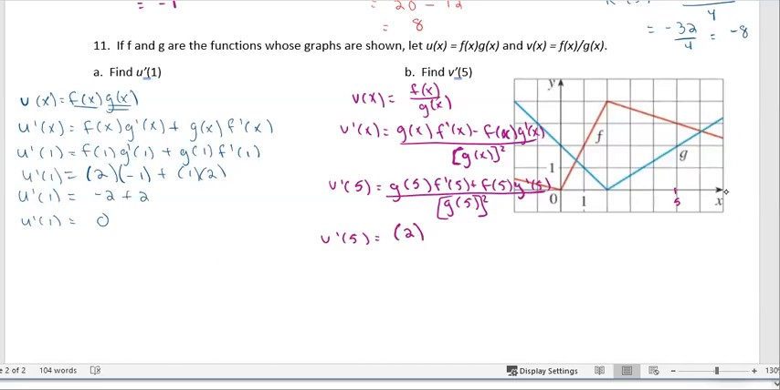F prime of 5, that's right here. So we need our slope. If we look along this line, it's a straight line, so we can find the slope at any point along that line. It looks like we have down 1 and over 3. So that would be down 1 over 3, make it a negative, so -1/3. F of 5 is right here, and that looks like 3. And then g prime of 5 is our slope for this one. It looks like right here we have a rise of 2 and a run of 3. All over g of 5 is 2.